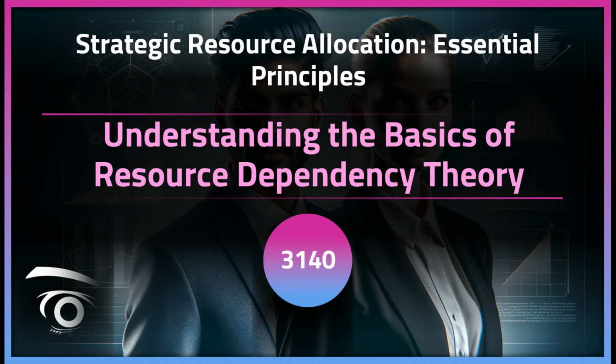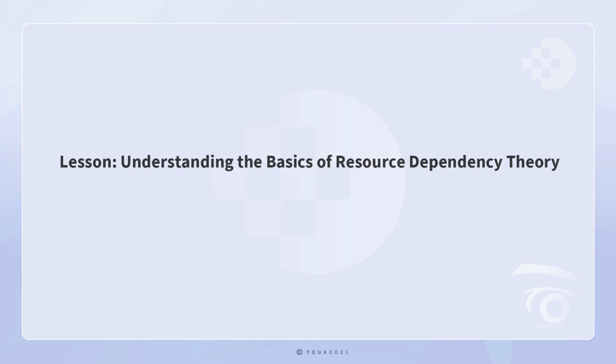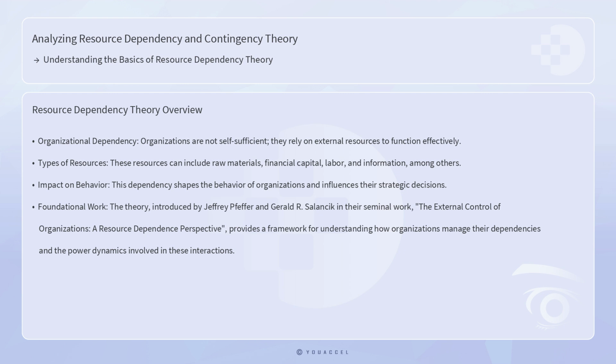Let's proceed with the lesson. Lesson: Understanding the basics of resource dependency theory. Resource dependency theory posits that organizations are not self-sufficient. They rely on external resources to function effectively. These resources can include raw materials, financial capital, labor, and information, among others. This dependency shapes the behavior of organizations and influences their strategic decisions.